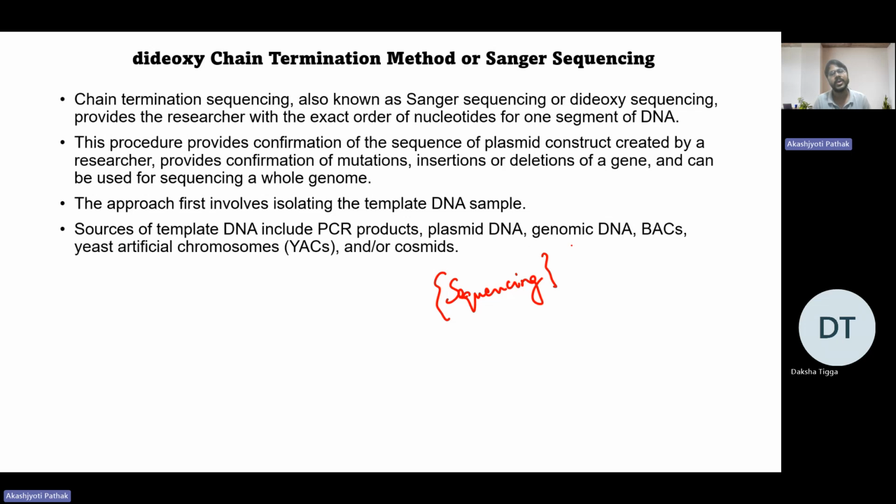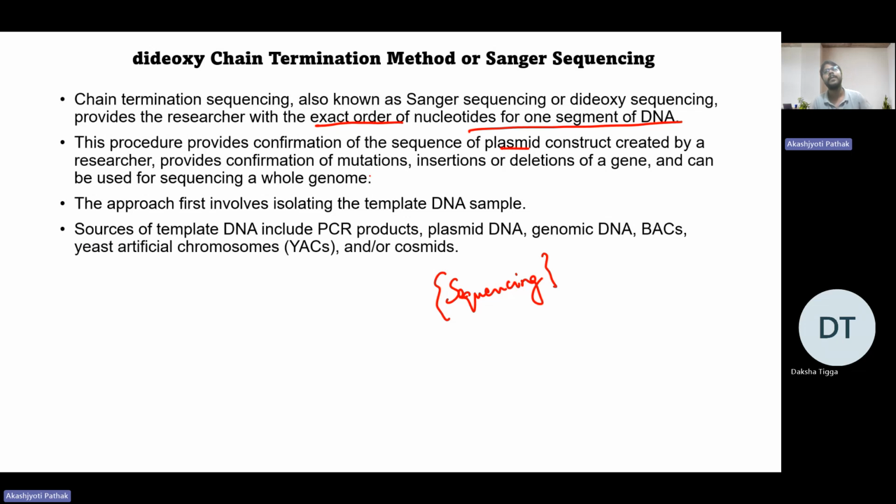So when you give your DNA or plasmid DNA for sequencing, Sanger sequencing is usually done. We will now see why it is called chain termination sequencing. What does this method do? We can get the exact order of nucleotides for one segment of DNA. This procedure provides confirmation of the sequence of a plasmid construct created by a researcher. We can also get confirmation regarding the mutants.